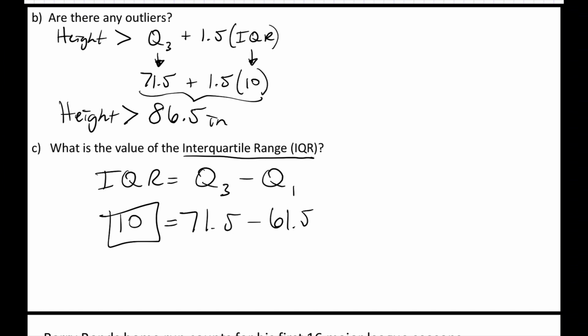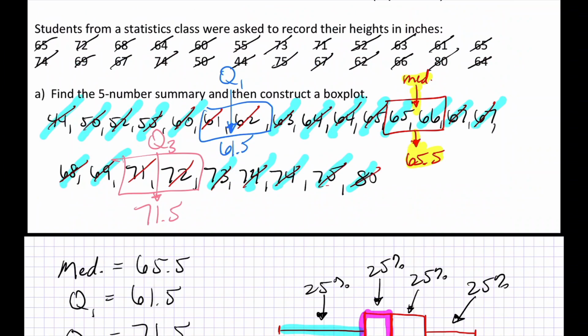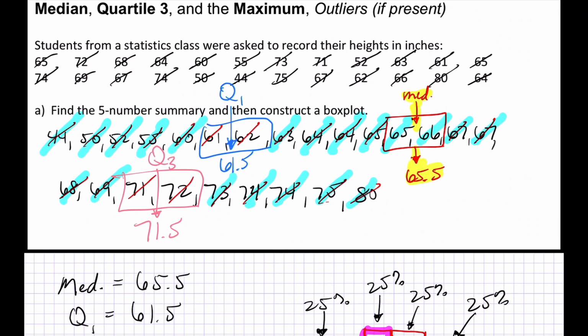Is anybody in this class taller than 86.5? No. So even if you think someone is tall for that class, they're not. They have to be 86.5. That's pretty tall. That's over 7 feet, right? So to be an outlier from this class, you had to be that tall. So is there anyone too tall? No. Okay, how about too short?